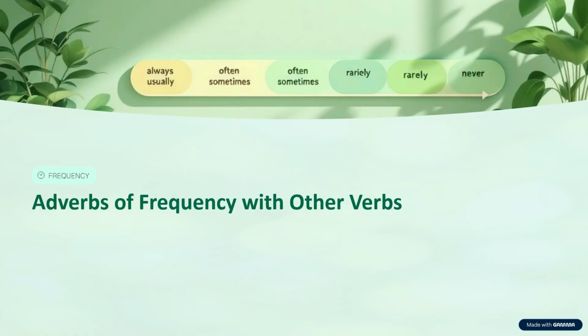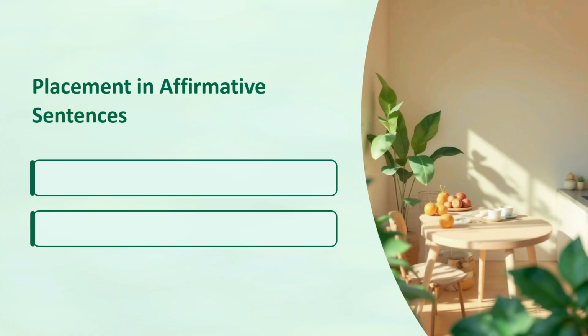Finally, let's focus on adverbs of frequency with other verbs in the simple present. As I said before, these are words like always, usually, often, sometimes, rarely, and never, which tell us how often an action occurs. In affirmative sentences with other verbs, the adverb of frequency usually goes before the main verb. Look at these examples. I always eat breakfast. She often reads books in the evening.